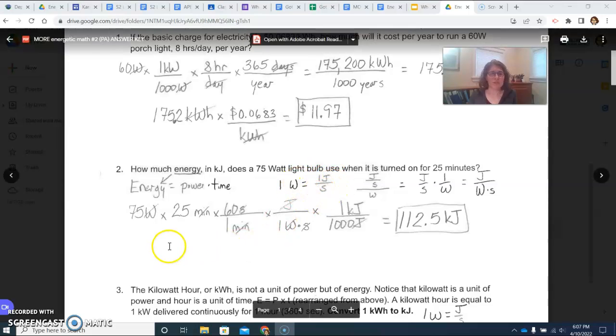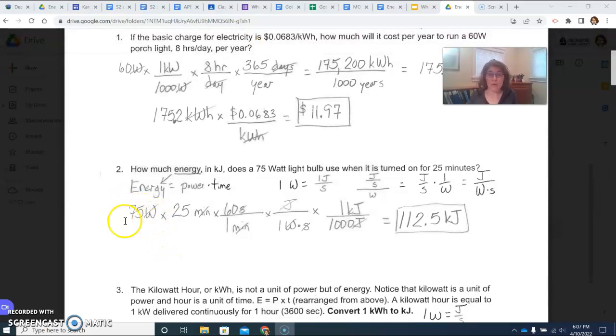So let's take a look at the solution here. We've got to start with the value that we've been given. So we know we have power of 75 watts. We know that it's going to be on for 25 minutes. Now, minutes are helpful. Those are definitely a unit of time, but it's going to be helpful for us to convert that time into seconds. And the reason for that is we know that a watt is equal to a joule per second. So if we can convert our time into seconds, we'll be able to isolate our power into our energy into joules. And then from joules, we can convert to kilojoules.